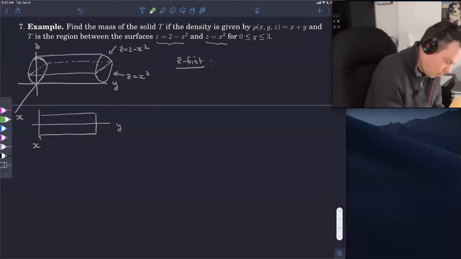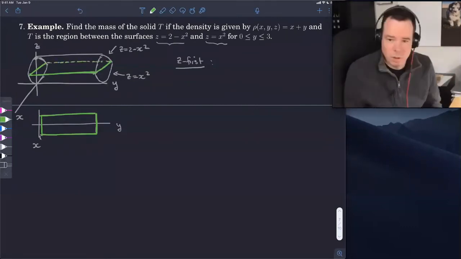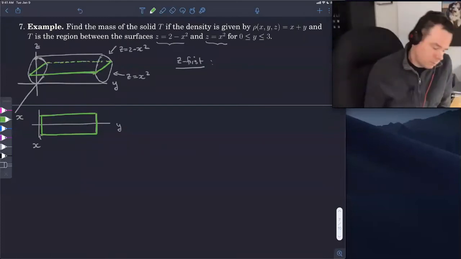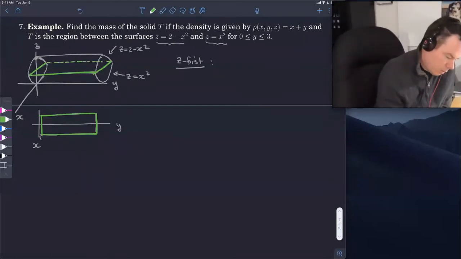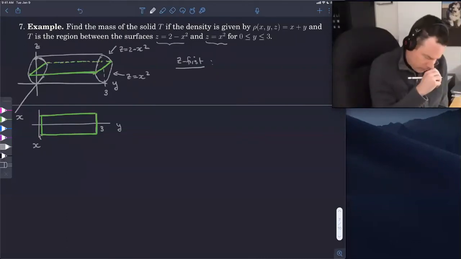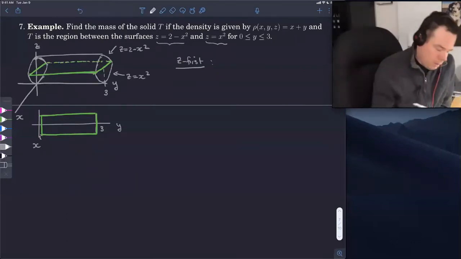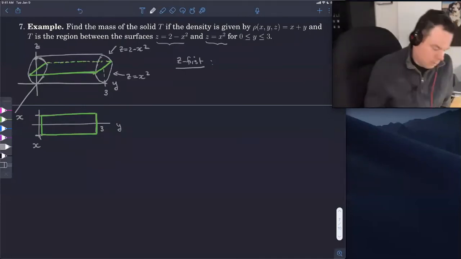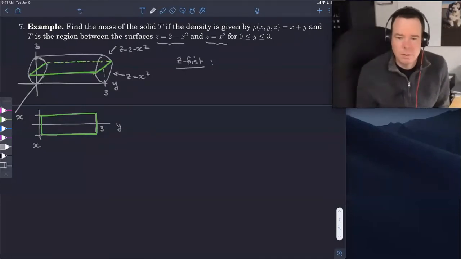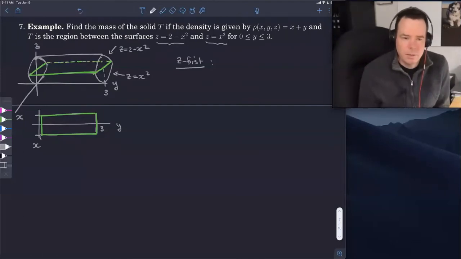Maybe I'll draw it in a different color just to indicate where it's coming from. It's this rectangle here, just pushed down, because that's what's going to cause the shadow down below. So it's out here at a distance of 3 along the y-axis. And what is the distance along the x-axis? How do we figure out how wide this rectangle is?